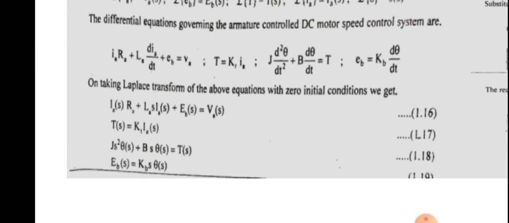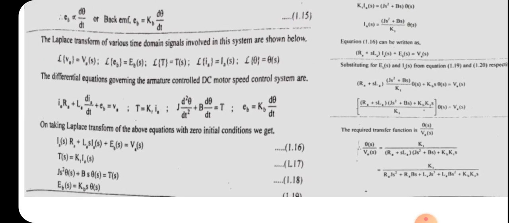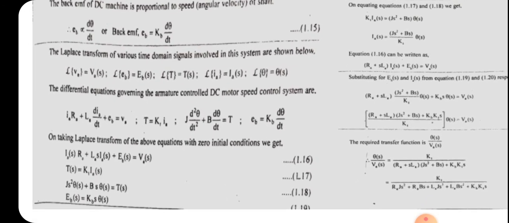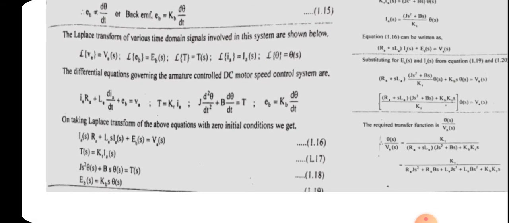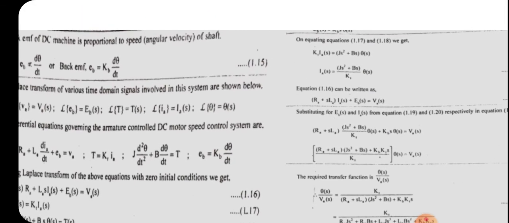And Eb(s) is equal to Kb into s into theta(s). This is equation 1.19. These are the equations that we obtained after Laplace transform, and in these equations we can find that 1.17 gives the T(s) equal to Kt into Ia(s), and 1.18 also gives the T(s). So we can equate these two equations, that is 1.17 and 1.18, since they are the same. So we can equate them.